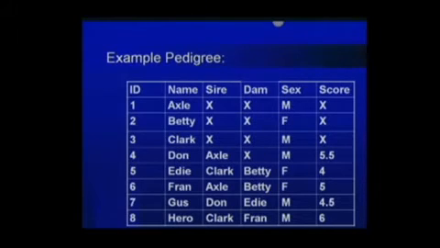So in the left-hand column, you've got the ID number of each animal. Then you've got their names. Then you've got the sire and dam. Where you see an X, the sire and dam are unknown. Then you have the sex of the animal, and then you have the score on this responsiveness test. Under score, you'll notice the first three animals probably come from outside the colony, or the test didn't exist, or whatever reason, there's no score available for these first three animals, okay? Then, starting with animal 4, Don, you've got a score of 5.5. Continuing on down through Hero, another male, you've got a score of 6.